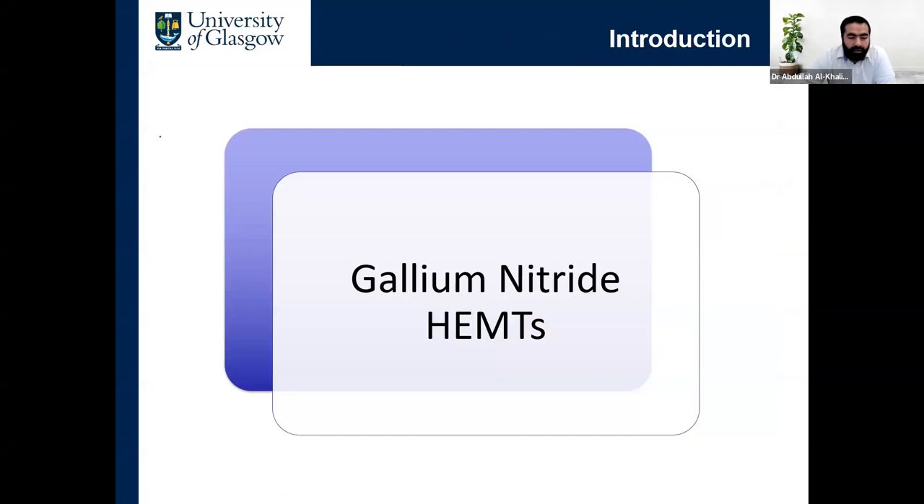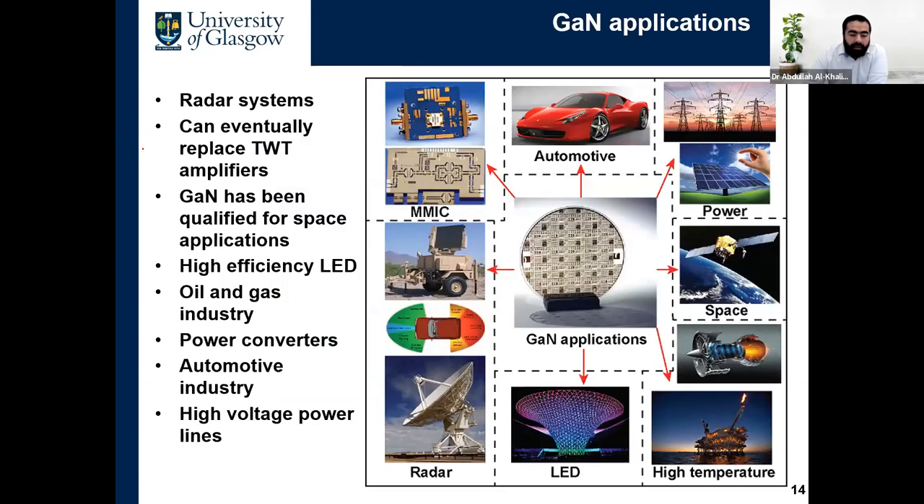So I'll start now with our activity on gallium nitride transistors. We have a few projects on gallium nitride high electron mobility transistors. The motivation is that gallium nitride covers lots of different applications, including automotive, MMICs, and some power electronics activities, as well as applications for space and high temperature. Gallium nitride is suitable to be placed near hot airplane engines and also in the oil and gas industry. Other applications include LEDs and also radar.